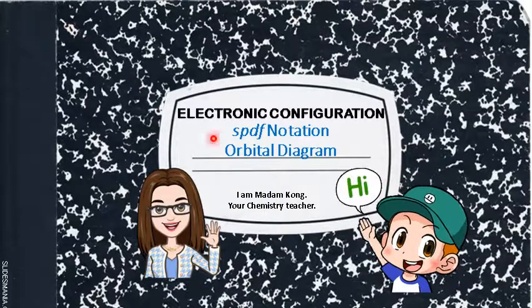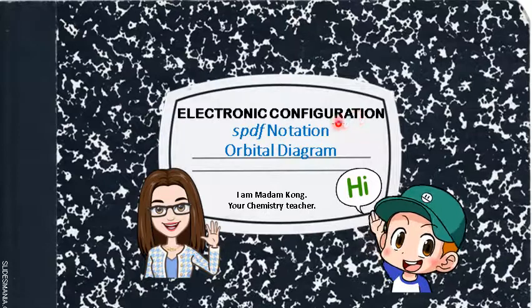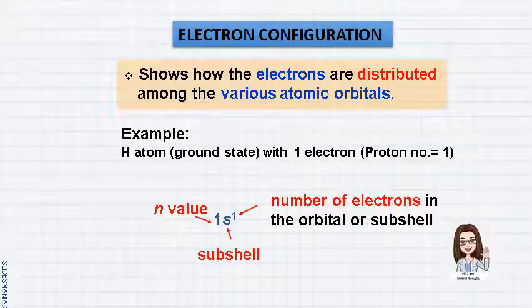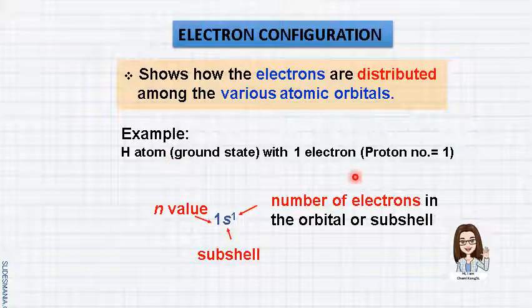Today we are going to learn about electronic configuration in spdf notation and orbital diagram. What is electronic configuration? It shows how the electrons are distributed among the various atomic orbitals. So we use the hydrogen atom as the example, with one electron. Why? Because its proton number is equal to 1.